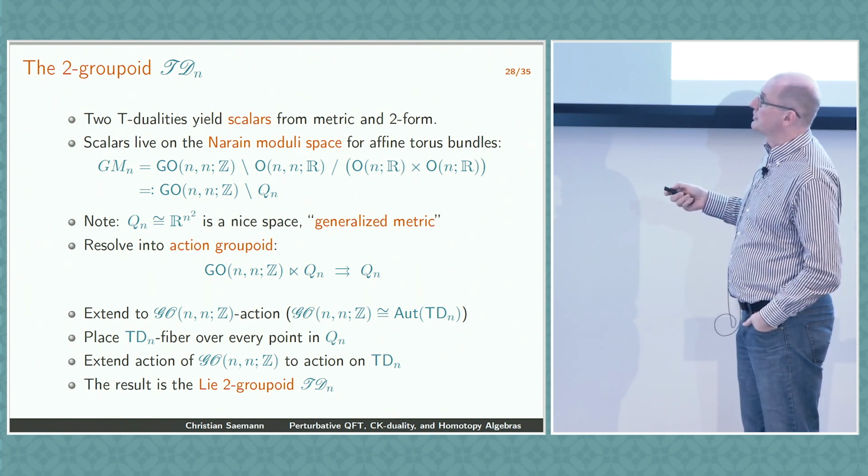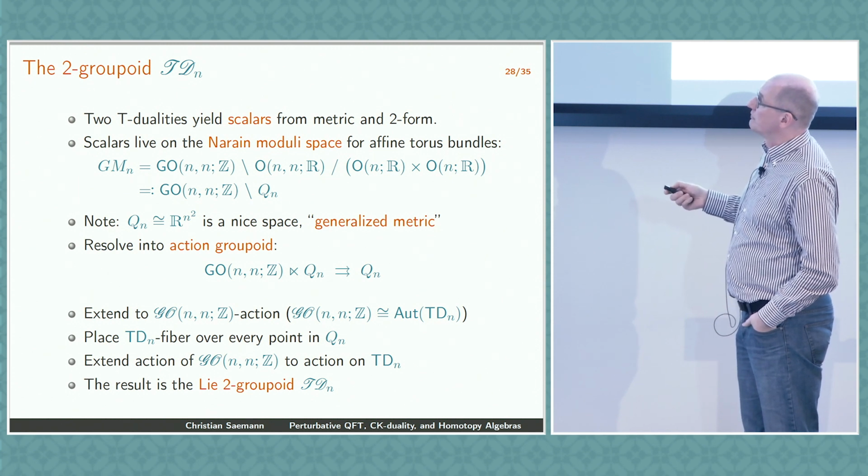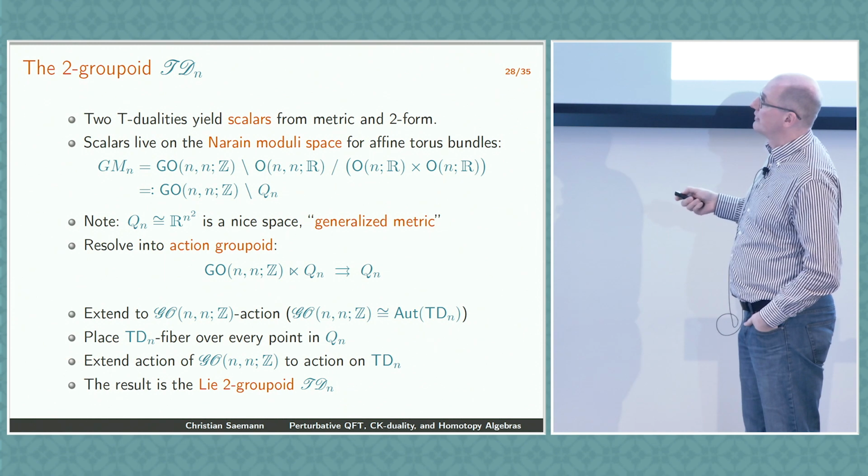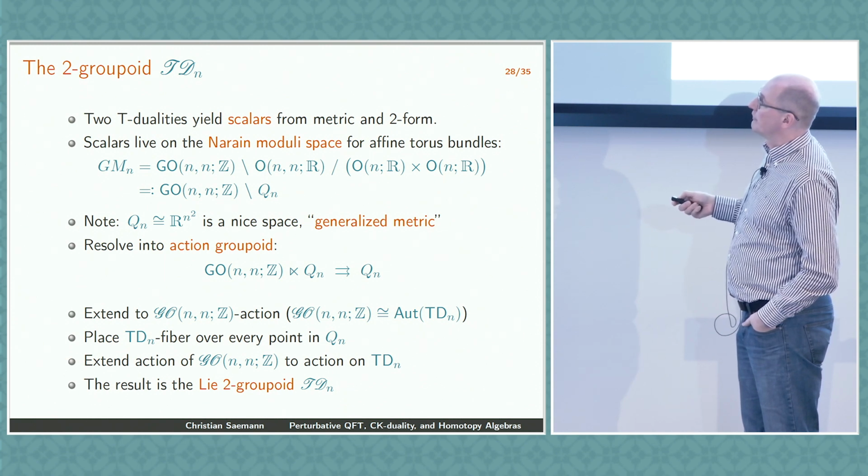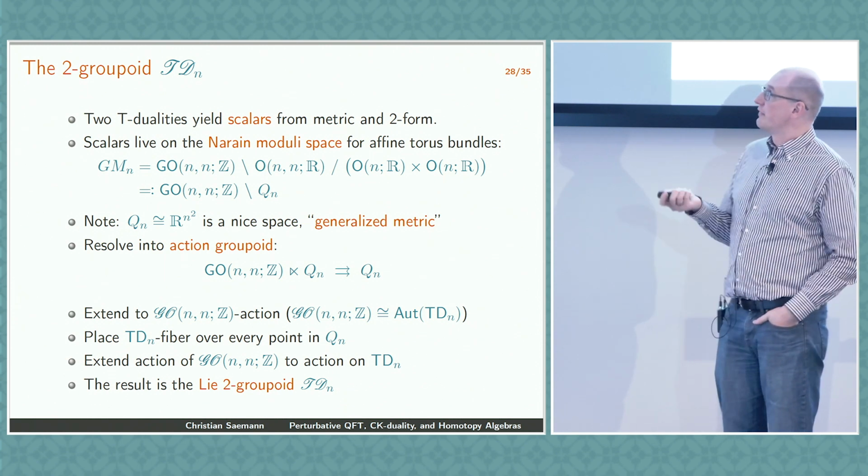And we put this into an action groupoid. So instead of looking at this quotient, we just look at this action groupoid, right? So we have Qn here, and we have here the action of GO and NZ on Qn, and that's equivalent to looking at the quotient. It's just a resolution like we do usually in gauge theory, right? So that we don't have to work with quotients.